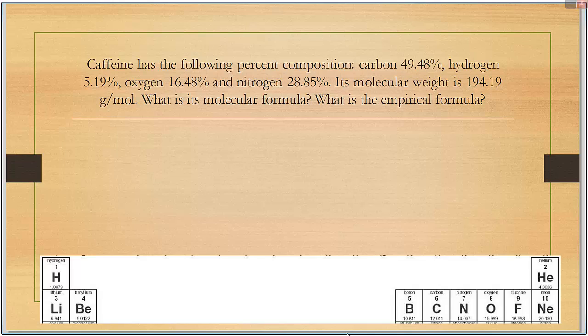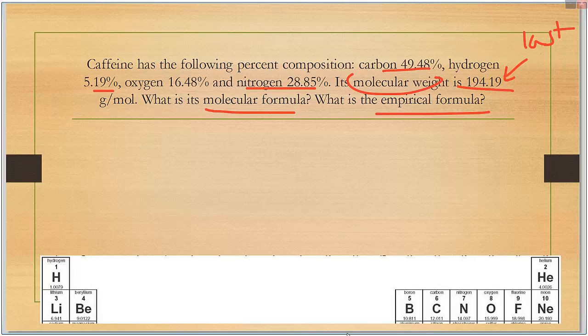Let's try another one. Caffeine has the following percent composition: carbon 49.48%, hydrogen 5.19%, oxygen 16.48%, and nitrogen 28.85%. It has a molecular weight of 194.19. That molecular weight will be the very last thing that we do, because that's the last step. What's the molecular formula and what's the empirical formula?